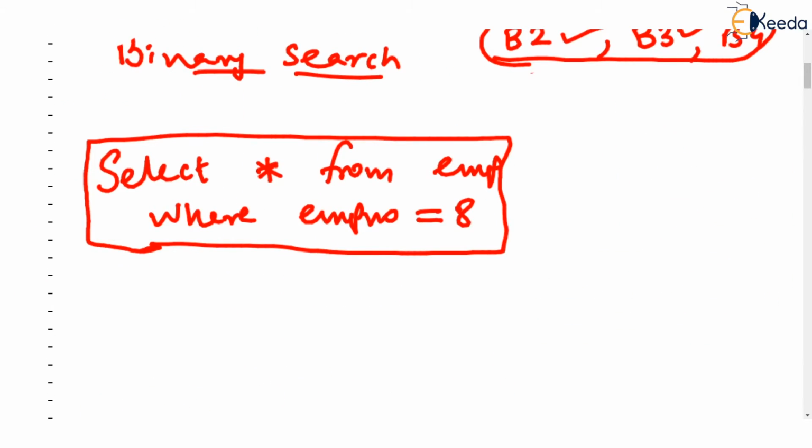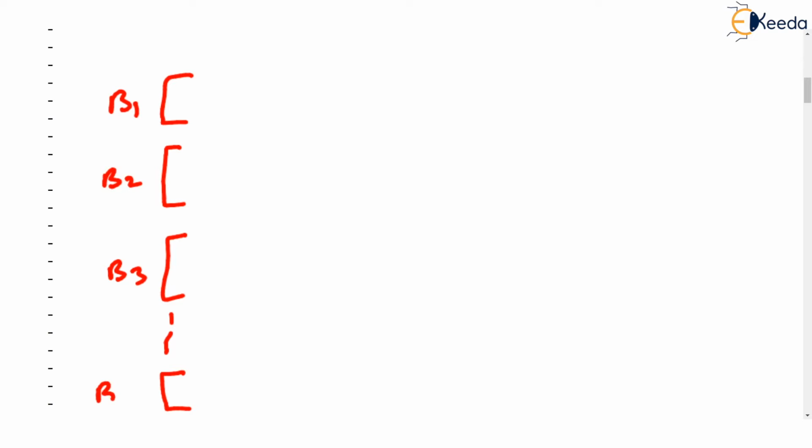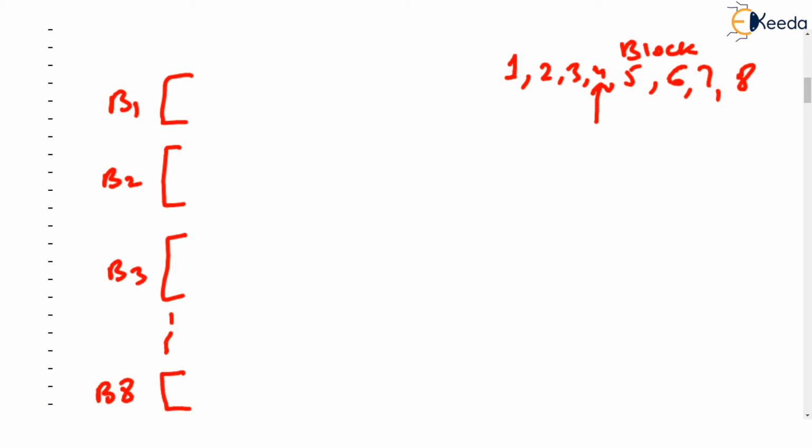Just imagine that we have a very large file which is divided into B1, B2, B3, and so on up to B8 block. 8 blocks are there now. Okay. So I'll write the block numbers 1, 2, 3, 4, 5, 6, 7, 8. 8 blocks are there. What will binary search do? It will first take the middle block. Let's say 4 is the middle, and this block doesn't contain our record, and we understand that the record that we are searching is to the right of this.